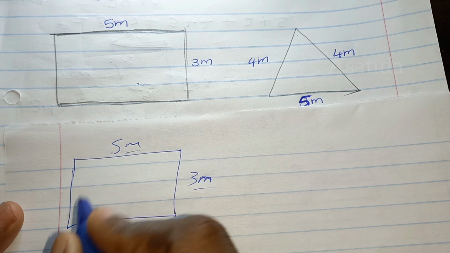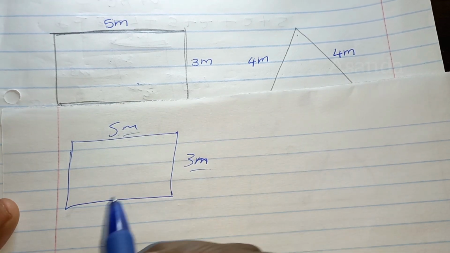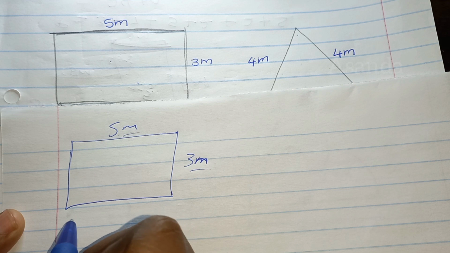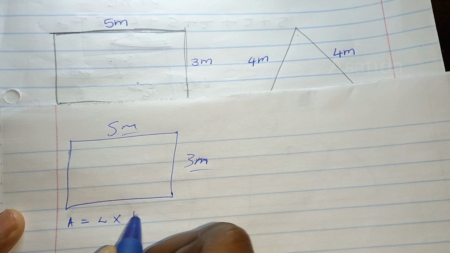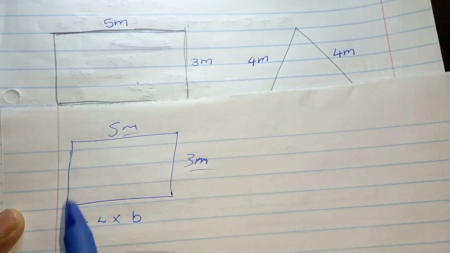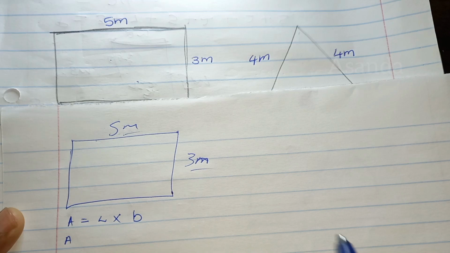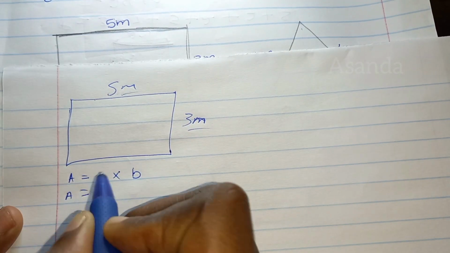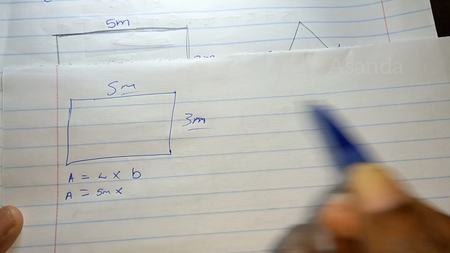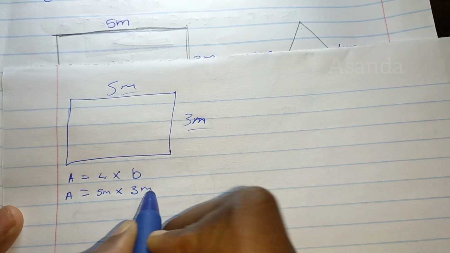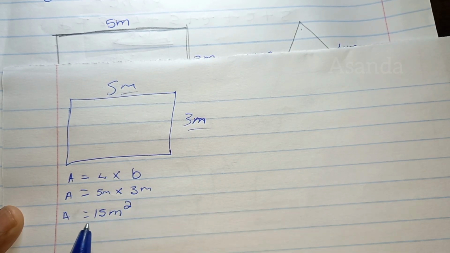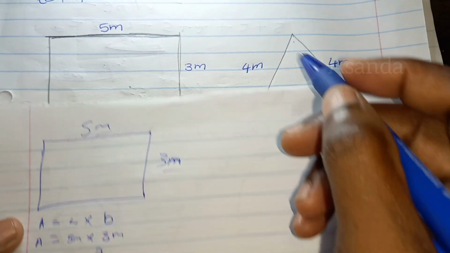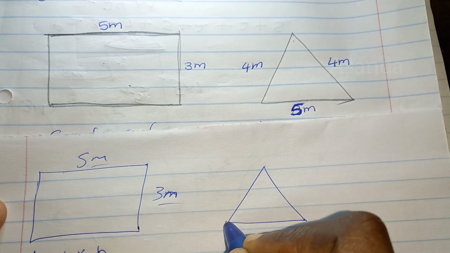So let's calculate the area here. Very simple. This is just grade 10, grade 11 revision. Area of a rectangle is equal to length times breadth. Length being the longest distance. My unknown here is area. Area is equal to 5 meters multiplied by our breadth, which is 3 meters, and therefore the size of this rectangle is 15 meters squared.